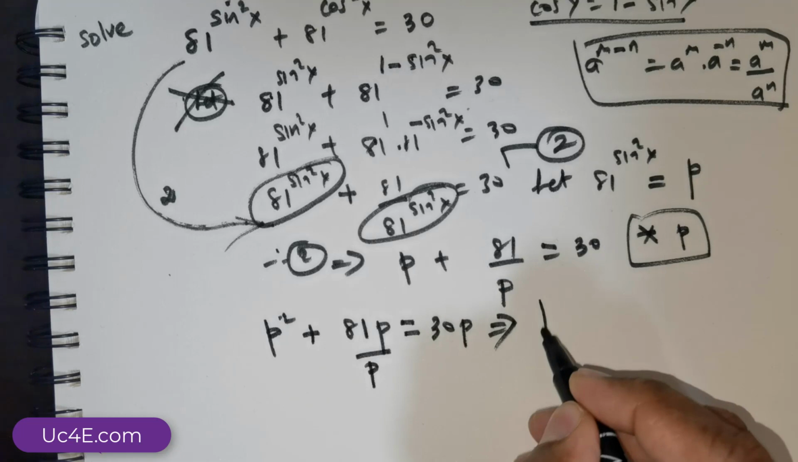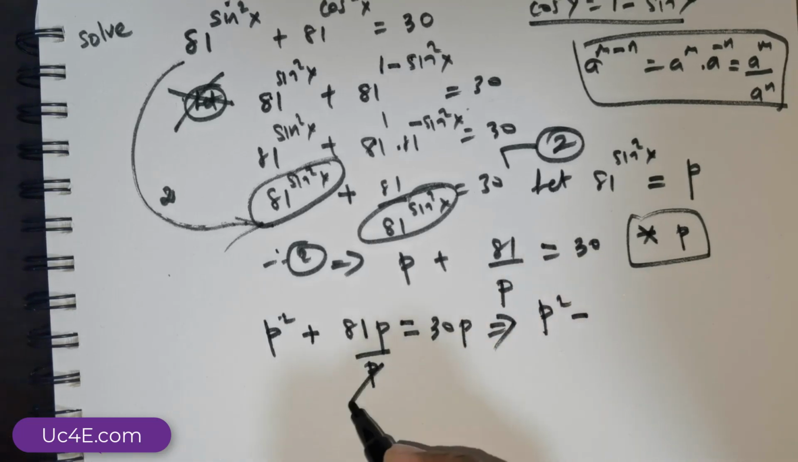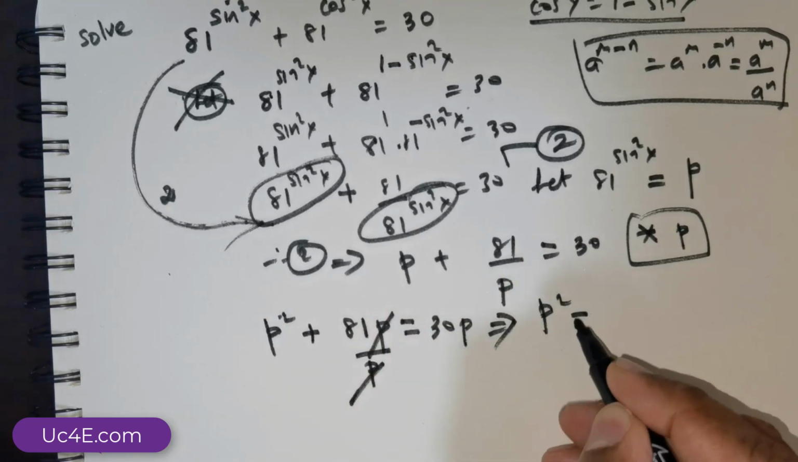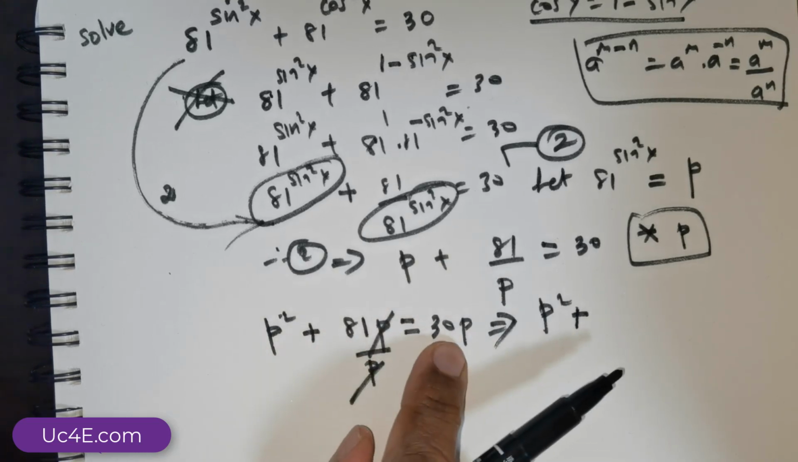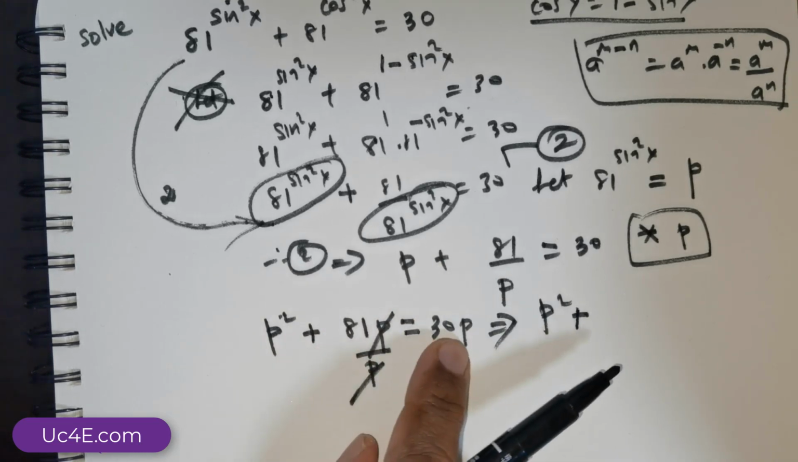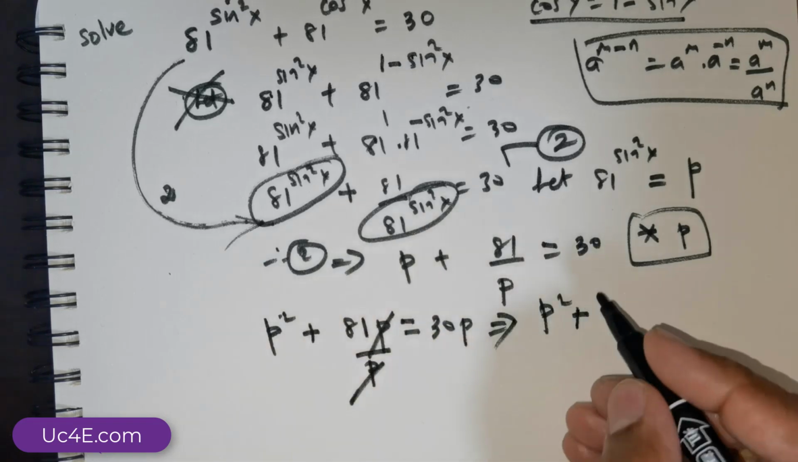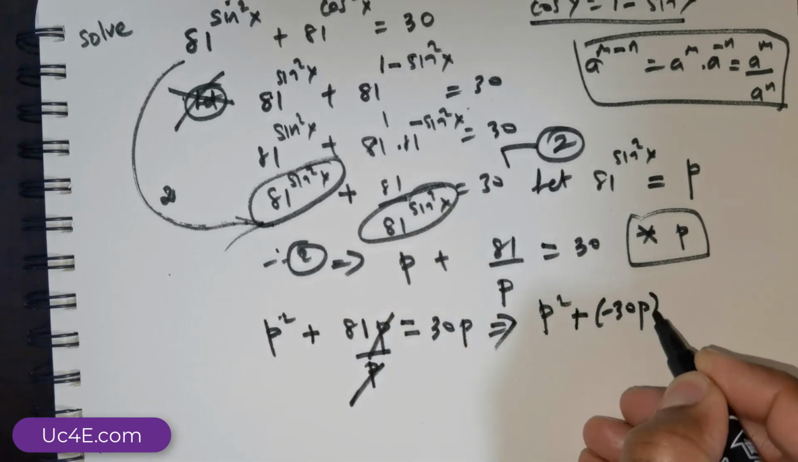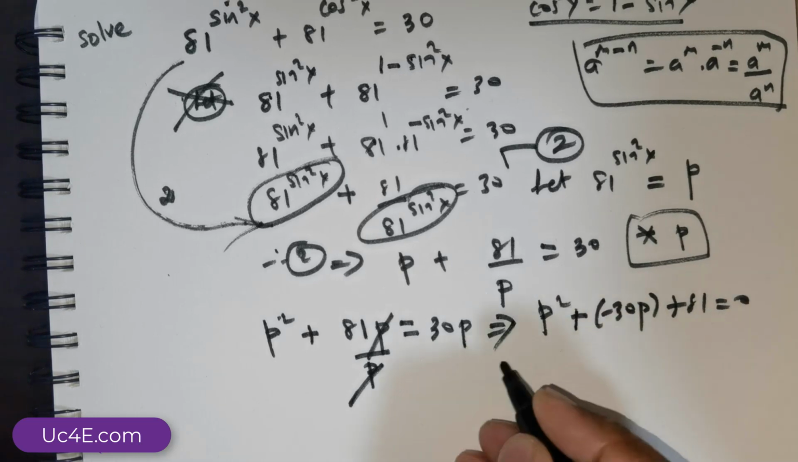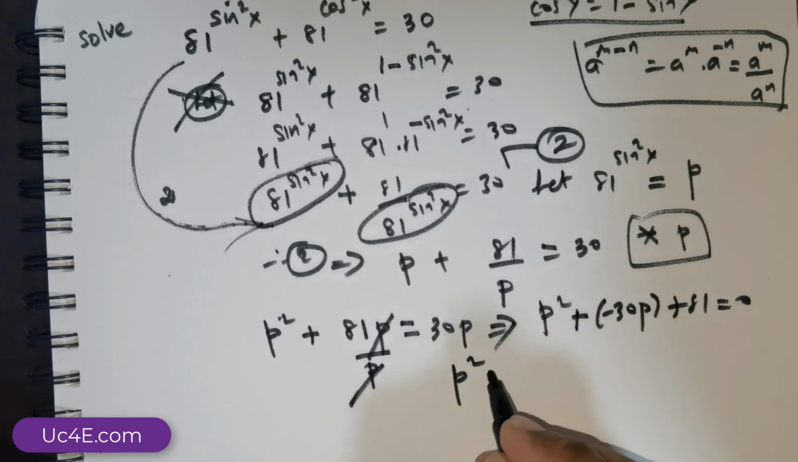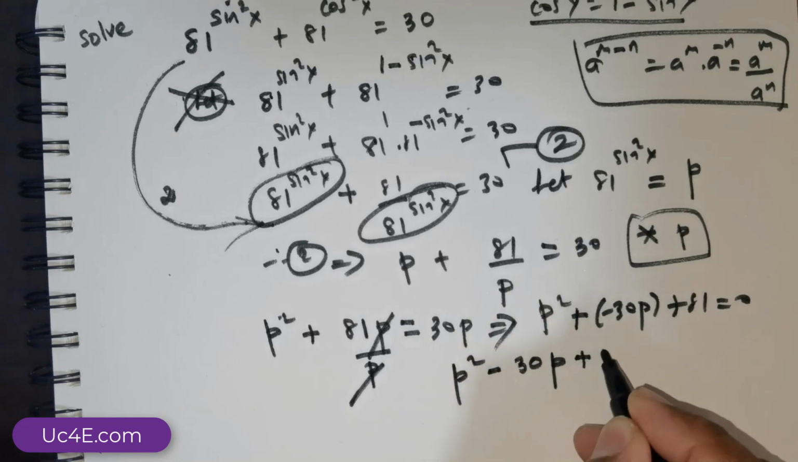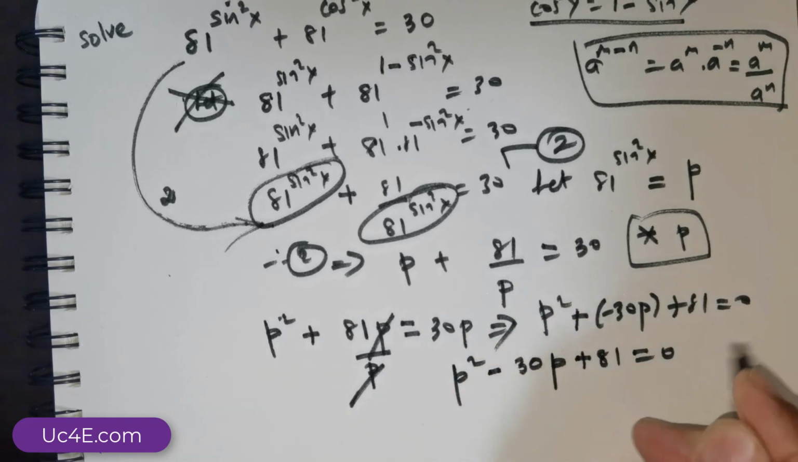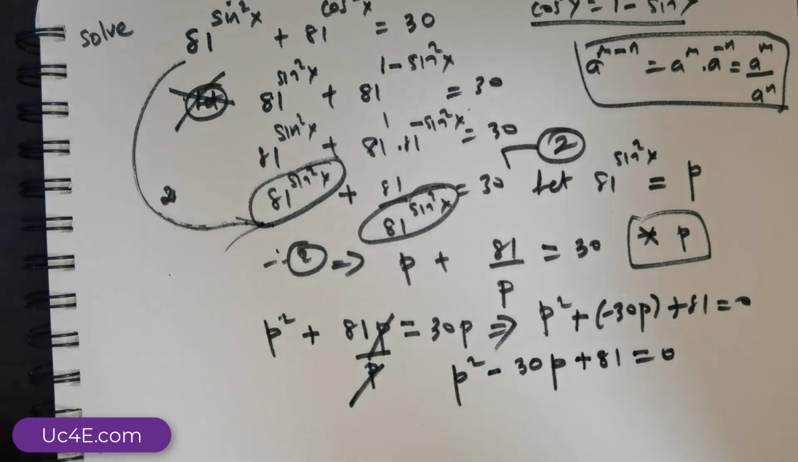Now this is rewritten as p squared. As I mentioned to you, we would get rid of this. In fact, the p is lost. So 81 is there. Now let me bring this positive 30p to the left. So that's going to be negative 30p, plus 81 is equal to 0. This could be rewritten as p squared minus 30 times p plus 81 is equal to 0. This is what we have got.